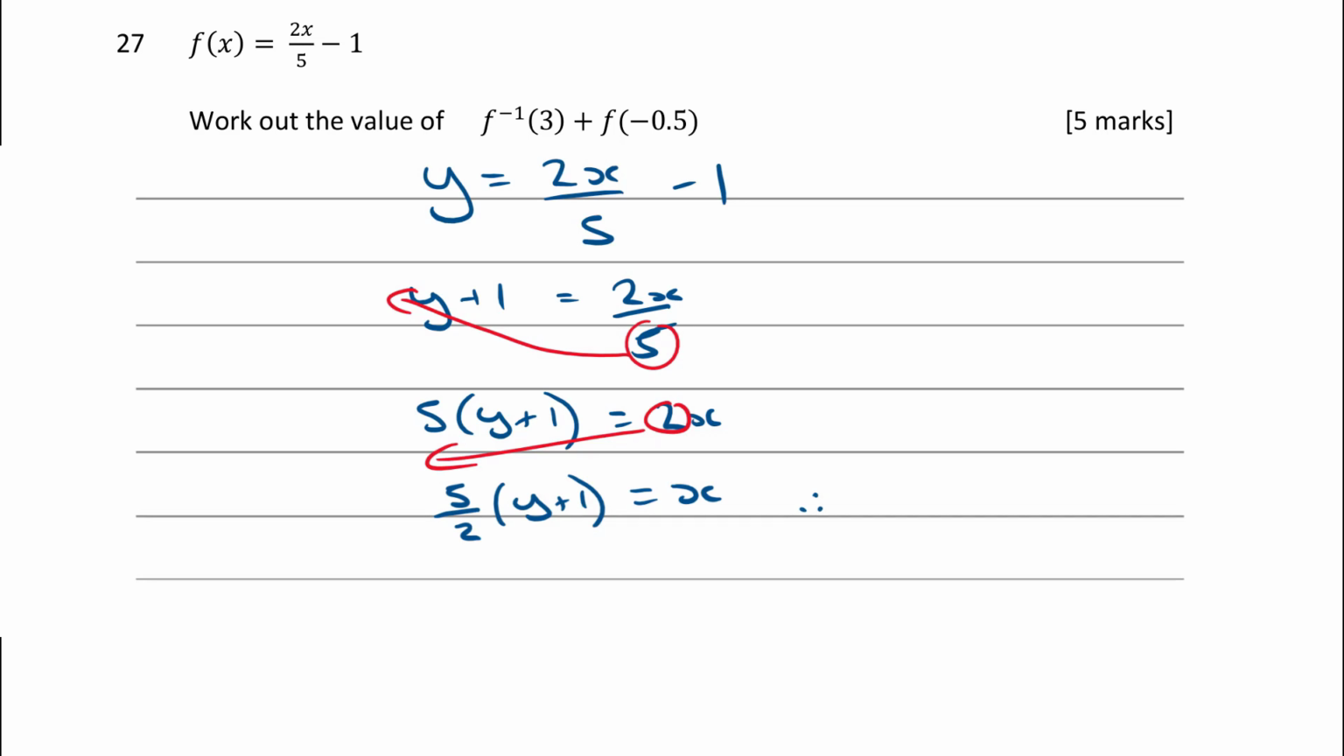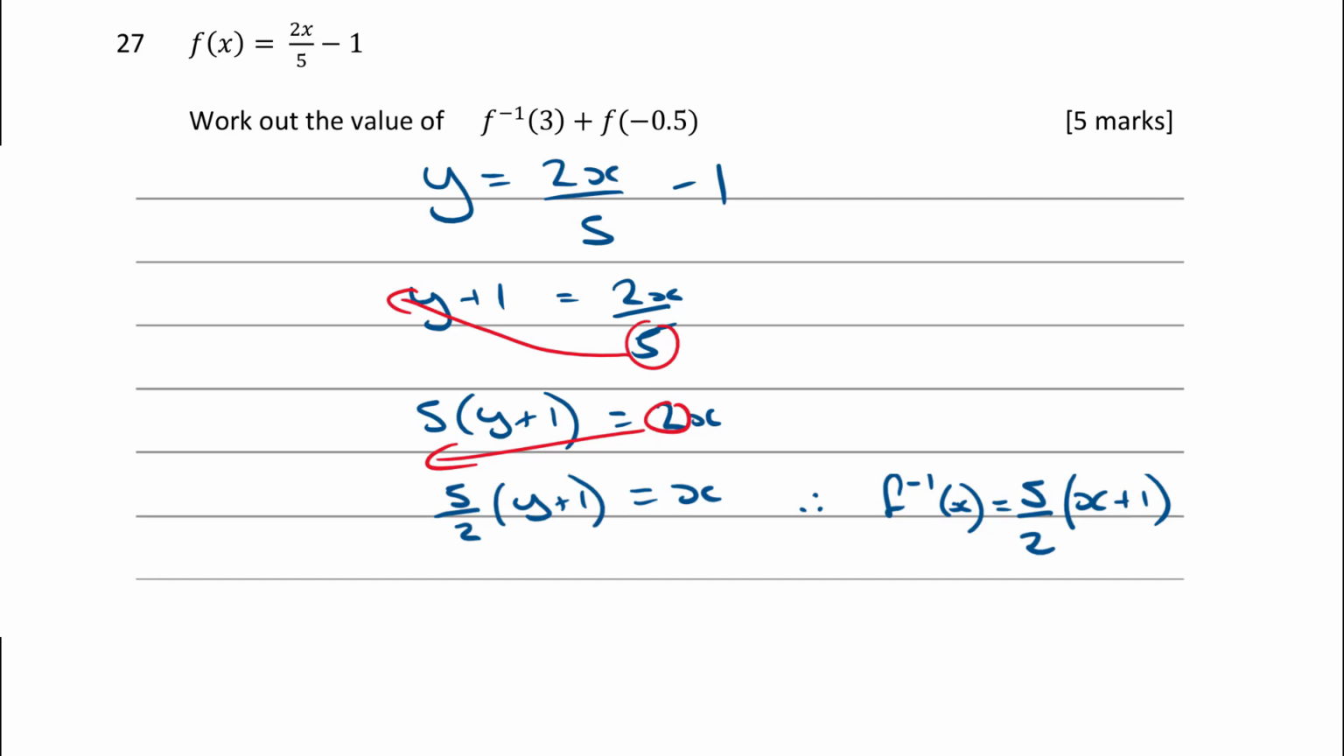And then you can just replace x with f to the minus 1 of x and rewrite what you've got on the left in terms of x instead of y. So I'm just going to rewrite that as 5 over 2 open brackets x plus 1. Okay, so that's the easiest way of doing it. So you just take f of x, rewrite as y, rearrange to make x the subject, and then replace your y in your rearranged thing back with x, and that will be your inverse function f to the minus 1 of x.